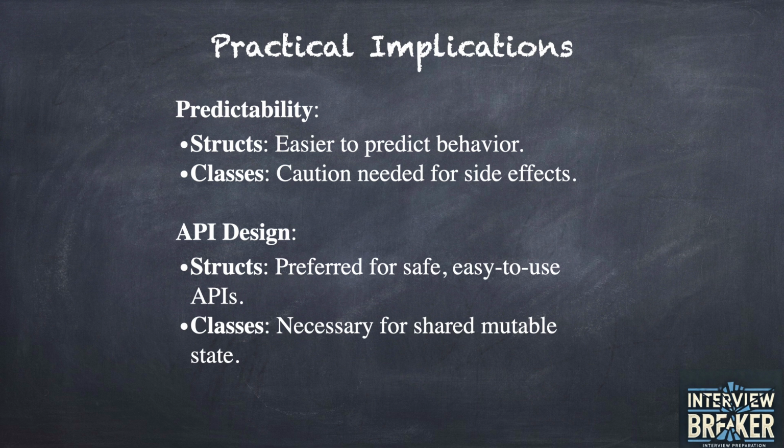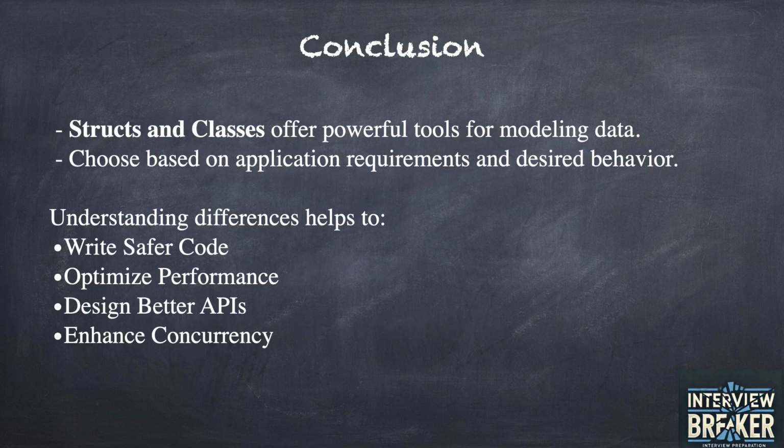Understanding the differences between structs and classes in Swift is vital for writing efficient, safe, and maintainable code. Here's what we've learned. Structs are value types, promote immutability, and are ideal for simple data structures. Classes are reference types, support inheritance, and are better suited for complex data models with shared state. By choosing the appropriate type based on your needs, you can optimize performance, enhance concurrency, and design better APIs.